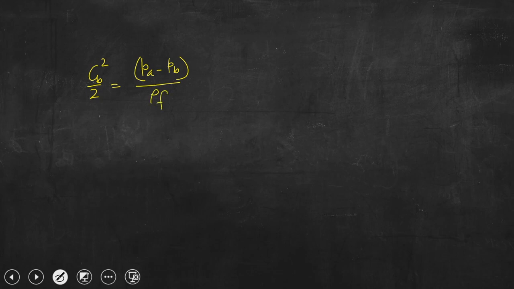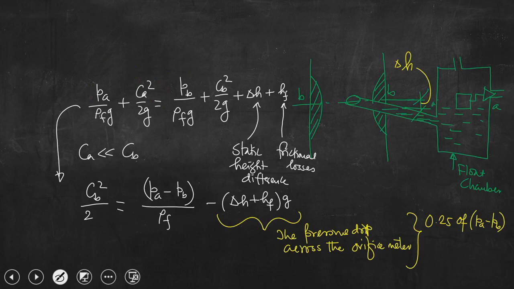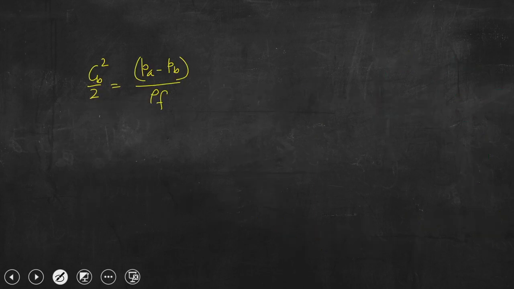And if we go back to the previous slide, this is 25% of P_A minus P_B divided by rho_f. So, this is what is given, and then we can write that the pressure drop across the fuel metering orifice is delta h into g. So, what can we write? We can write it minus 0.25 into P_A minus P_B divided by rho_f.